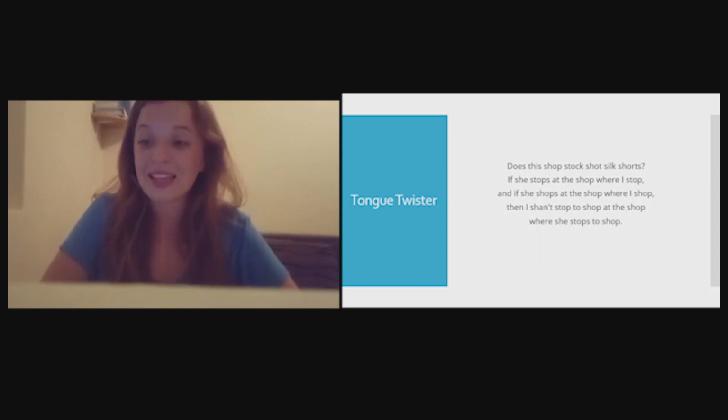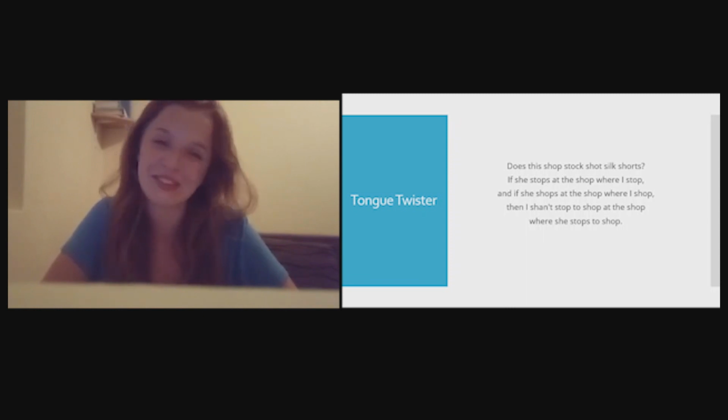So does this shop stock shot silk shorts? If she stops at the shop where I stop, and if she shops at the shop where I shop, then I shan't stop to shop at the shop where she stops to shop. So it doesn't have a lot of meaning, it's kind of funny, but it's a good way for you to train your muscles, as I have told you.